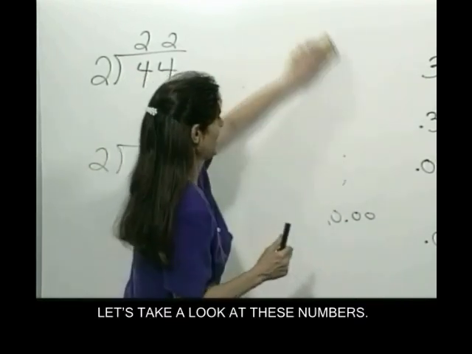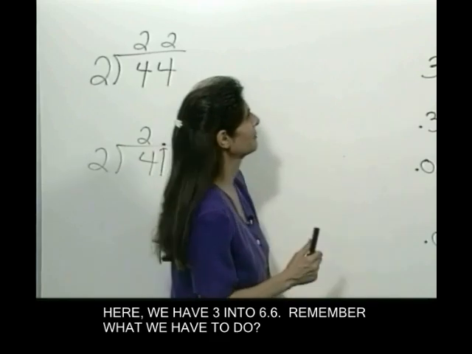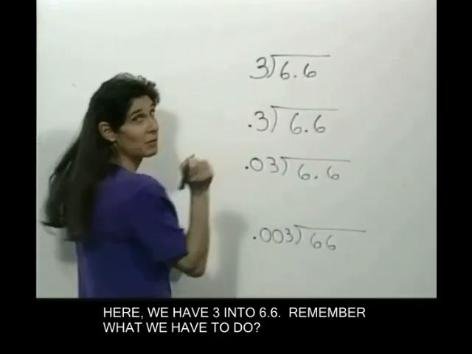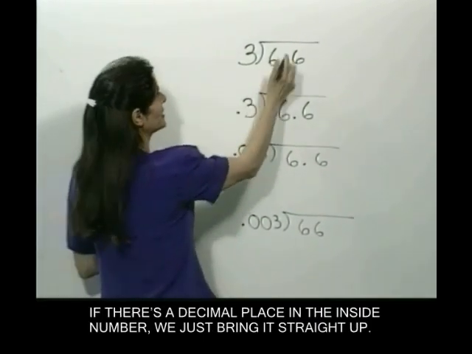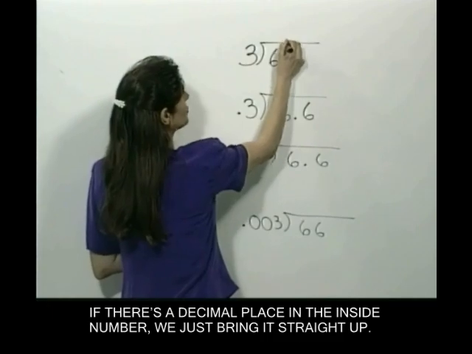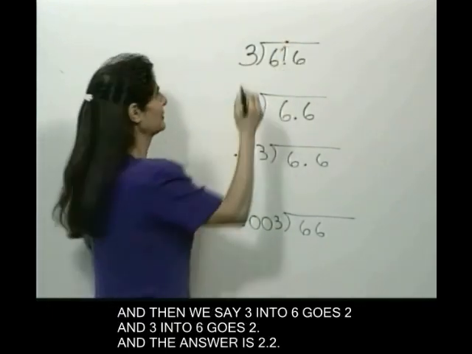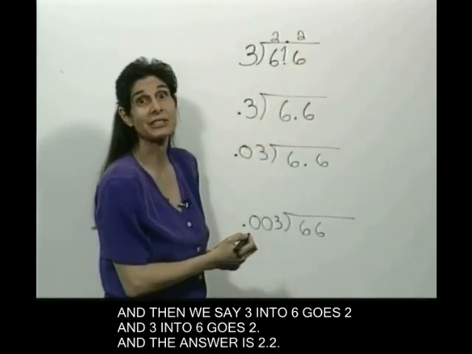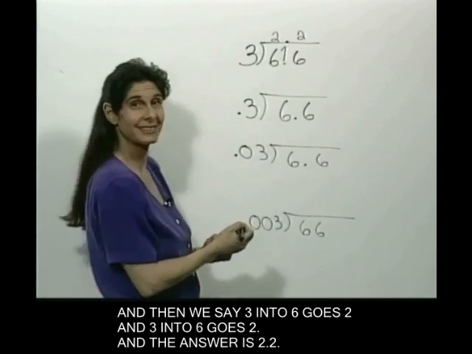Let's take a look at these numbers. Here we have 3 into 6 and 6 tenths. Remember what we have to do? If there's a decimal place in the inside number, we just bring it straight up. And we say 3 into 6 goes 2, and 3 into 6 goes 2. And the answer is 2 and 2 tenths.